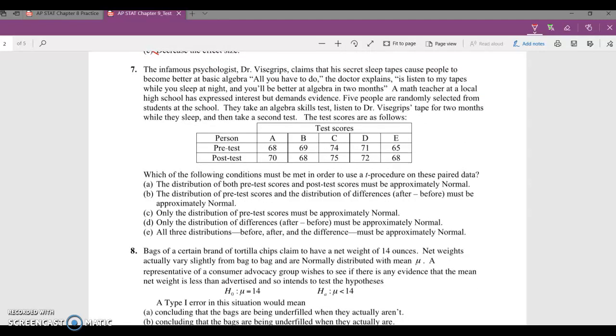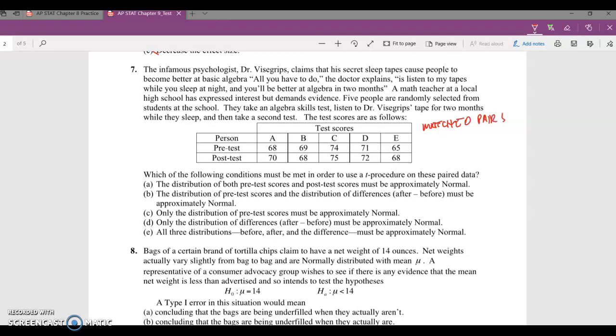The infamous psychologist, Dr. Weisskopf, claims that his secret sleep tapes cause people to become better at basic algebra. All you have to do, the doctor explains, is listen to my tapes while you sleep at night, and you'll be better at algebra in 2 months. Math teacher at a local high school has expressed interest but demands evidence. 5 people are randomly selected from students at the school. They take an algebra test, listen to Dr. Weisskopf's tapes for 2 months while they sleep, then take a second test. Sounds like matched pairs. So it's a paired test if we're going to do a test.